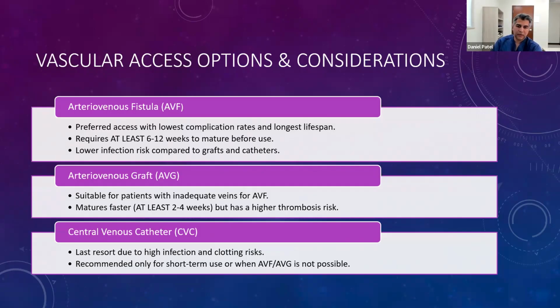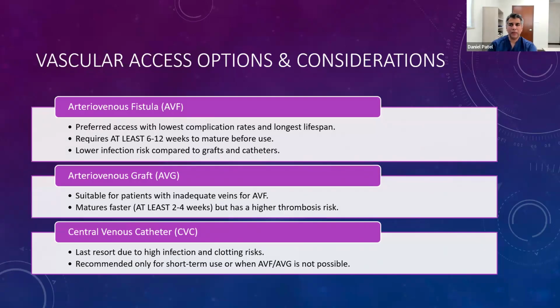If it's a younger person, a healthier person, you're always trying to get a good fistula when the anatomy is favorable. Grafts are suitable for patients when the veins are too small. They do mature faster. So if we have some elderly patients or patients with multiple comorbidities where we're really worried about them being catheter dependent, sometimes a graft is the fastest way to get an access going.